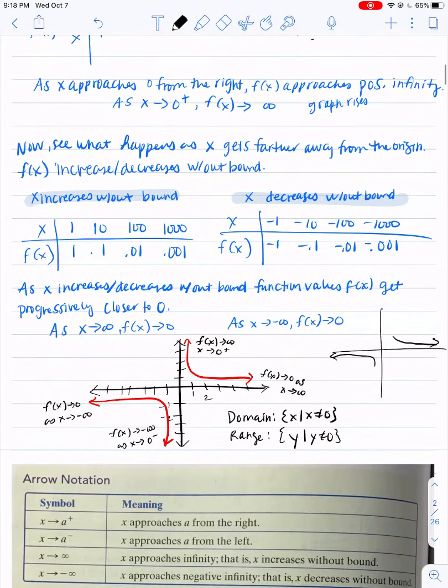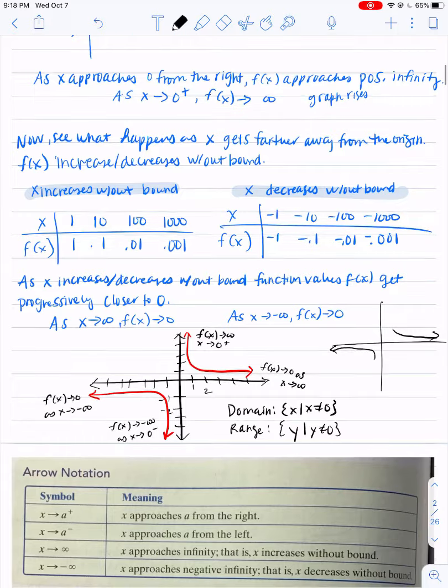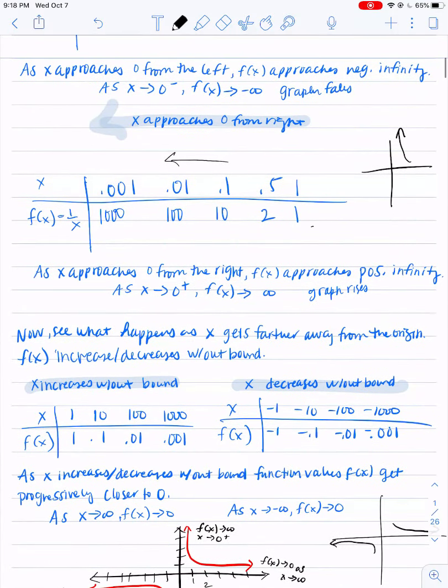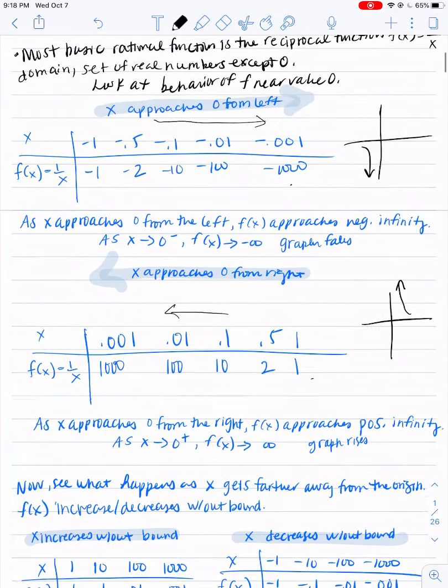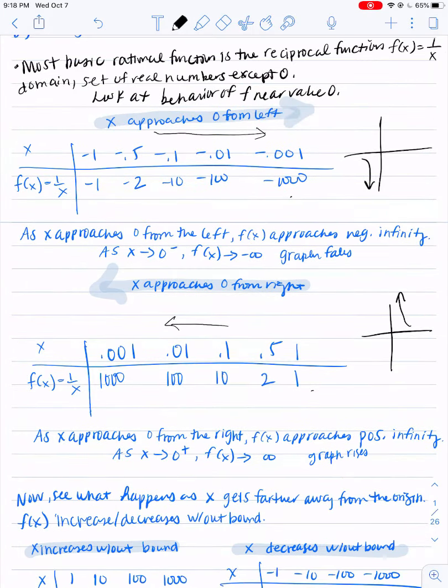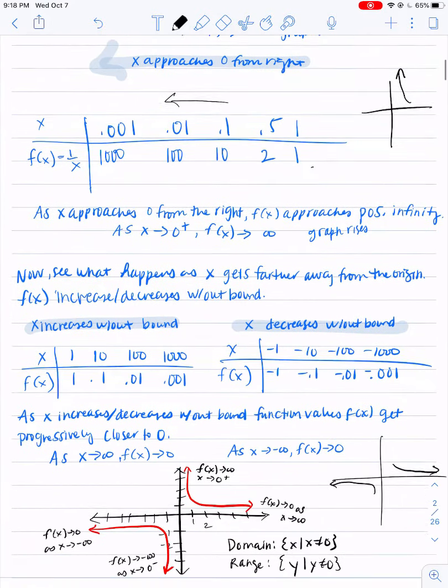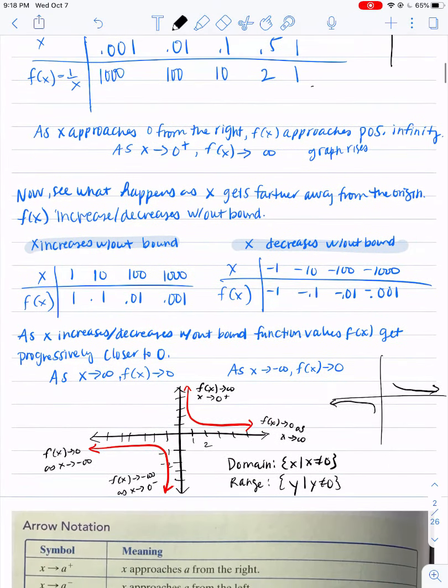So now we're going to look at what happens as x gets farther away from the origin, because here we have as x approaches 0 from the right and from the left. So we have these parts, but we're not sure what happens when x gets farther away from the origin or as f of x increases and decreases without bound. So we're going to basically see what happens when x increases without bound and x decreases without bound.